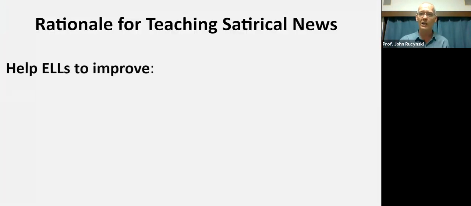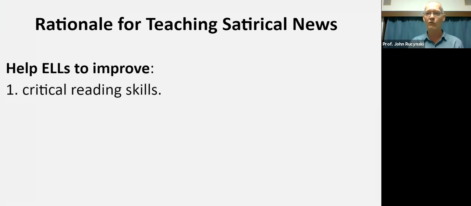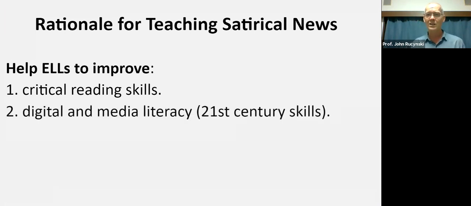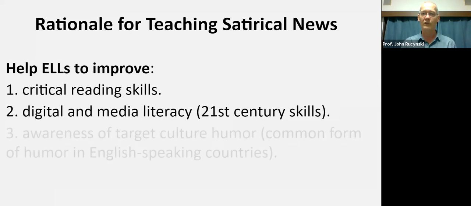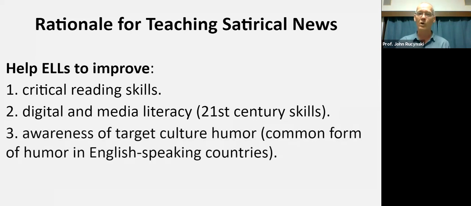So why do we include satirical news? To improve critical reading skills. A lot of learners learn to read just by literal translation or grammar translation, not thinking about the deeper meaning or nuance of the words. And again, the digital and media literacy. So if you're using social media, people in English-speaking countries share a lot of this type of news. And also to learn more about the target culture humor, because this is popular in almost all English-speaking countries now.